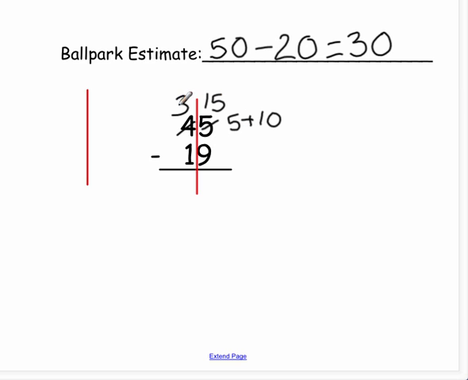Now my top numbers are both bigger than my bottom numbers, so I've made my trades first, and I can subtract. 15 minus 9 is, yep, it's 6. And 3 take away 1 is 2. So my answer is 26.